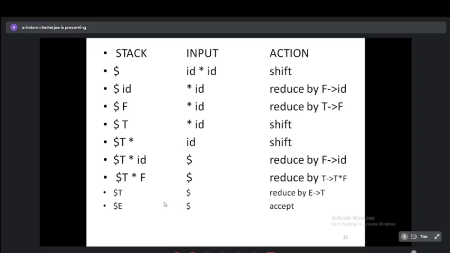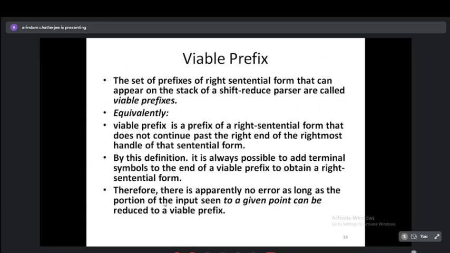Okay, so by identifying a viable prefix, you are identifying the right end of a reduction to be happening at some point of time. Beyond that, you cannot do any reduction. So whatever you have as viable prefix, within that you should be able to apply the reduction step. Am I clear? That is the most important thing to understand.